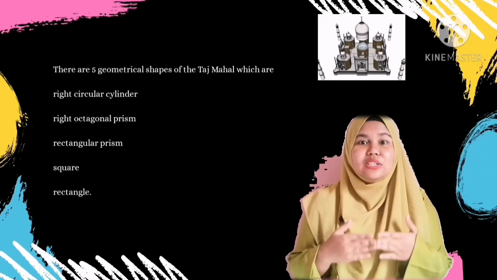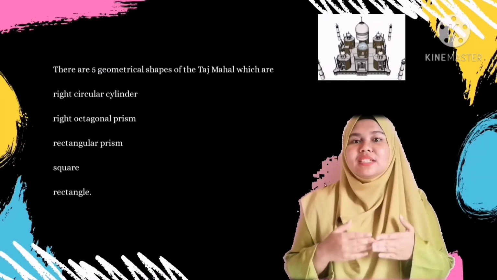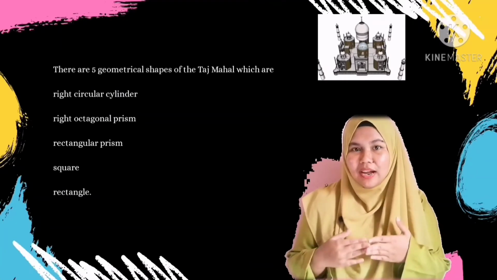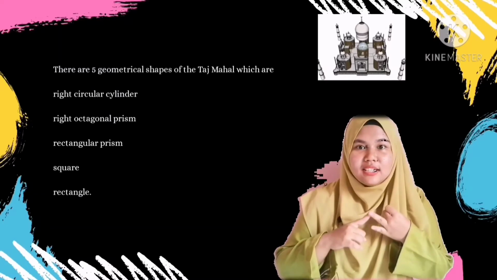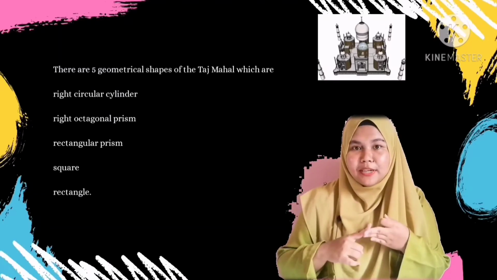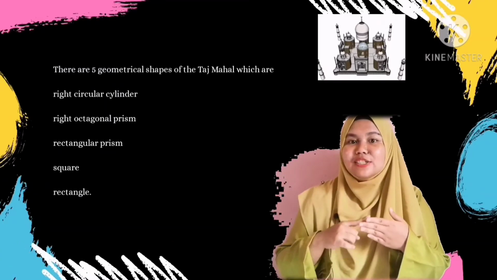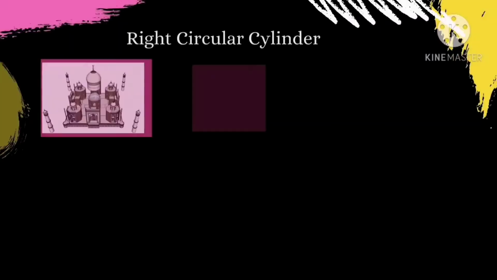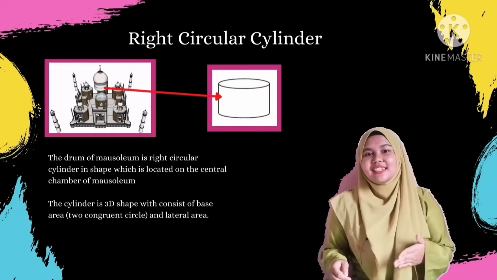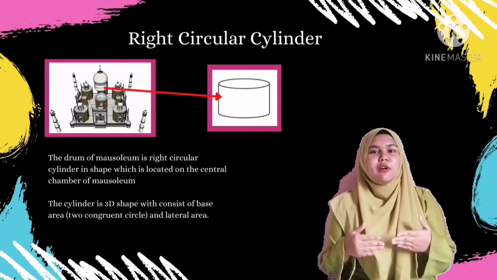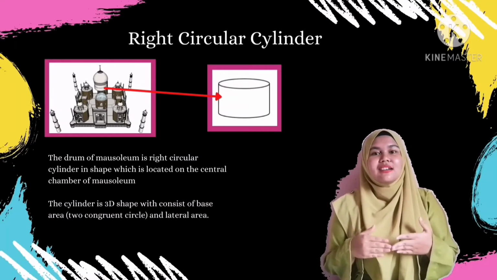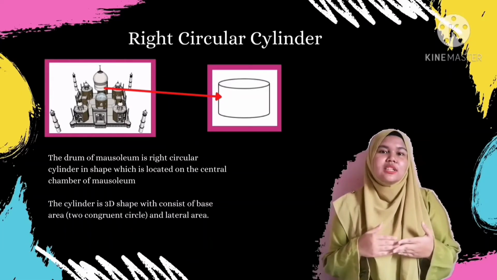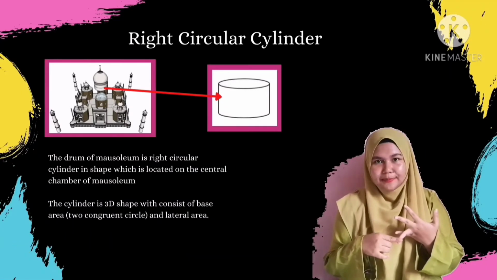So here we are going to discuss 5 geometry shapes that are involved in the Taj Mahal, which are right circular cylinder, right octagonal prism, rectangular prism, rectangle, and square. Let's start. Firstly, let's see the right circular cylinder, the shape of the drum which is located on the central chamber of the mausoleum. The cylinder is 3D in shape and contains a lateral area and the base area.